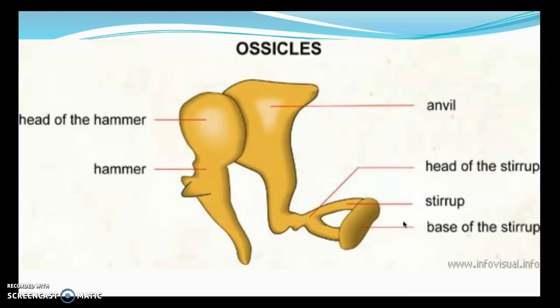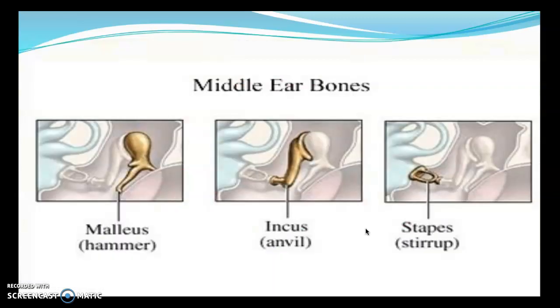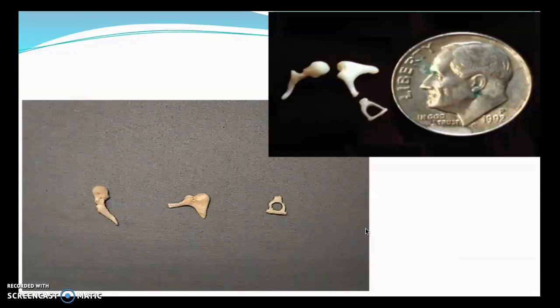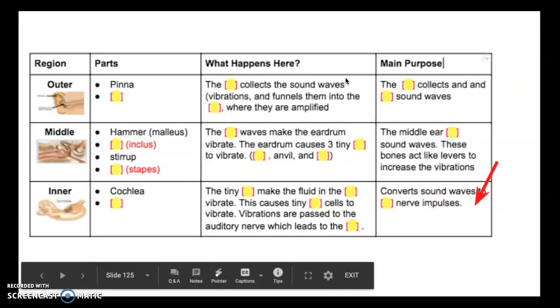Ossicles. So this is just another diagram of this. Once again, this would be sitting up against your eardrum right here, and this sits up against the cochlea. Malleus, the incus, and the stapes. We talked about this already. And for reference, that's a dime compared to these little tiny bones in your ear.